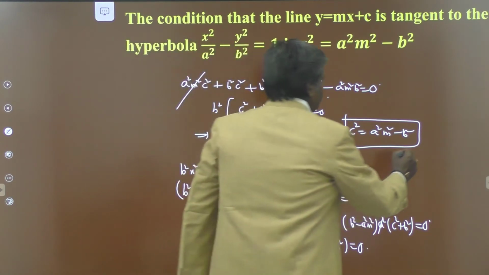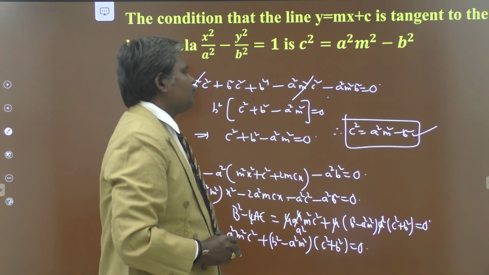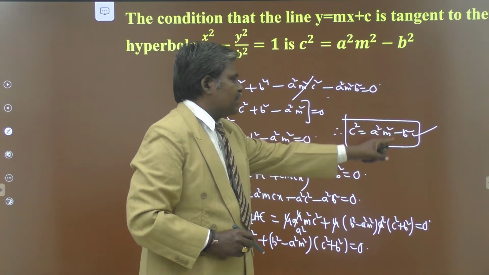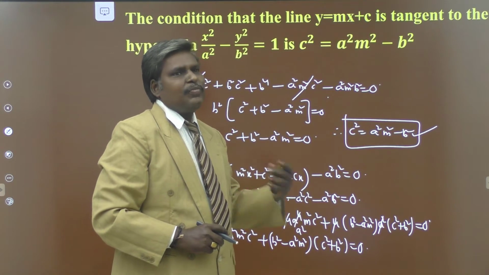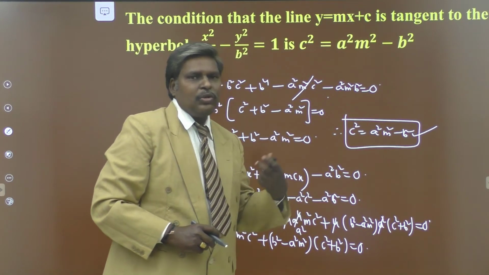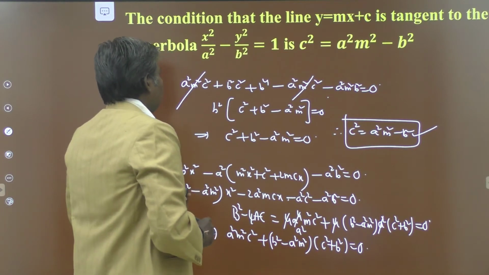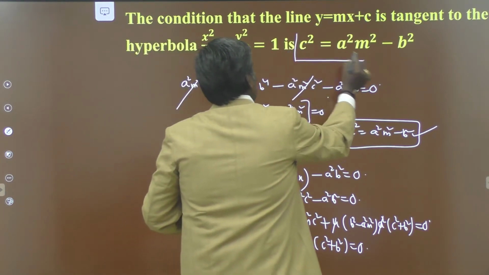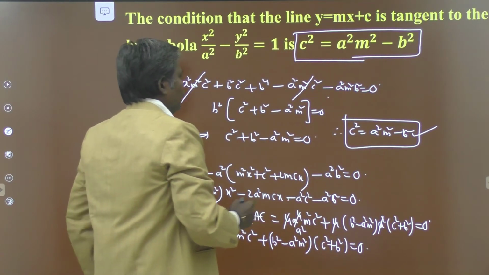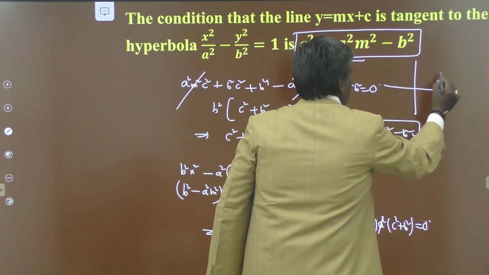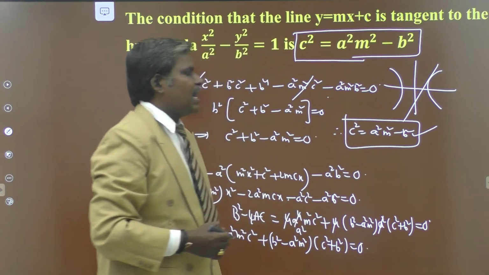So the condition for tangency is what? c² is equal to a²m² minus b². In the chapter ellipse, the condition is c² equal to a²m² plus b². So instead of b², if you write minus b², you get all the results in the hyperbola chapter. Okay. So finally the condition is this one: c² is equal to a²m² minus b². At that time your hyperbola is like that, and your line y equals mx plus c touches the hyperbola.